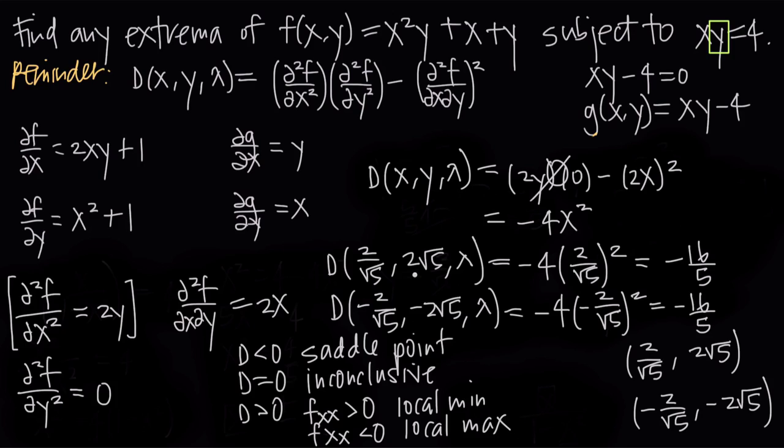In our case, notice that both critical points produced a negative value for D, which is this first case here, which means that both critical points represent a saddle point of the original function f of x, y subject to the constraint equation xy equals 4.